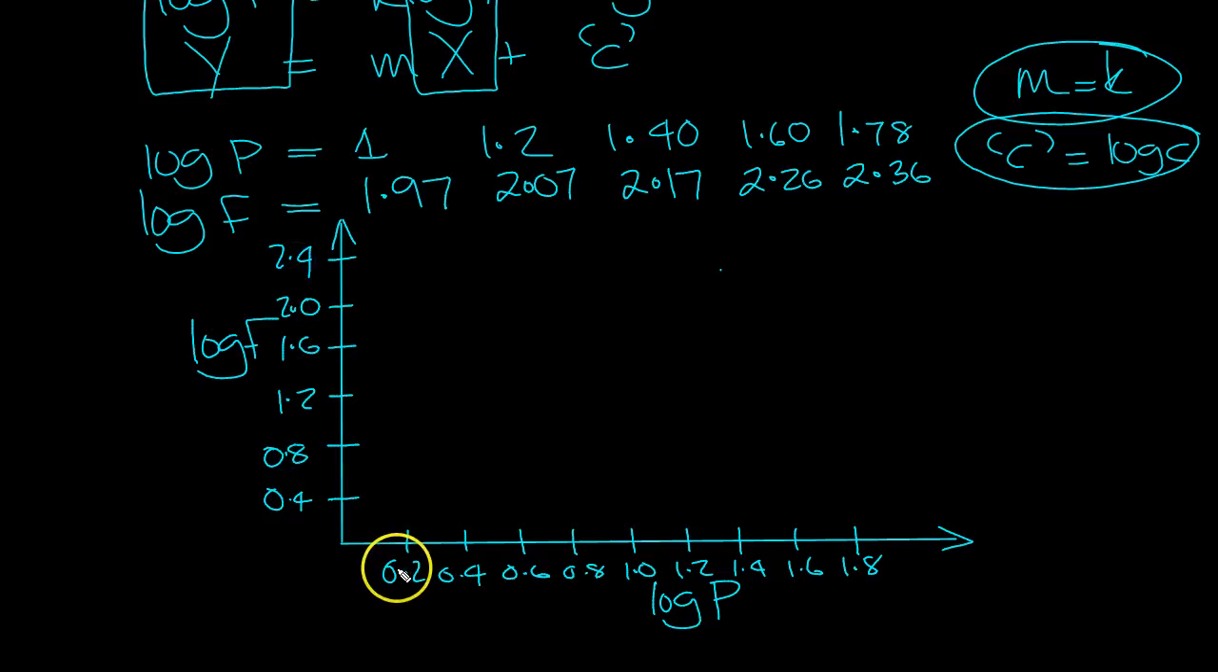There we go. So the first one is at 1 and 1.97, which I would say is about here. Then 1.2 and 2.07, just about here. And then 1.4, 2.17, and then 1.6, 2.26. Say, oops, a bit high that one. And then 1.8, 2.36, which is just about here, hopefully. So I can draw a straight line now, as best I can.